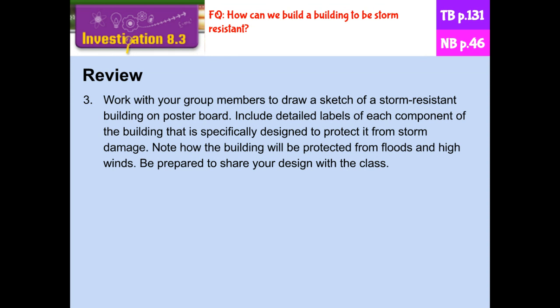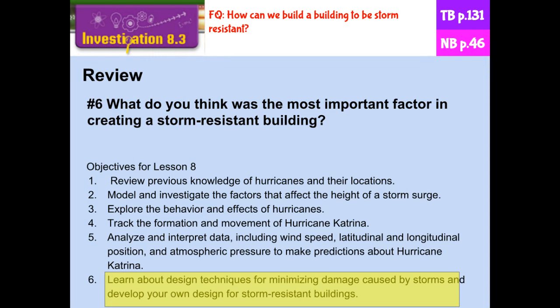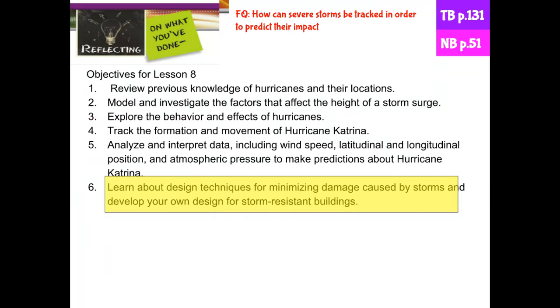Before we start our reflection, we want to review investigation 8.3. You worked with your group to draw a sketch of a storm-resistant building. Now we're going to be talking about that and sharing that design within our class. And then on our objective page, we're going to be looking at number 6 and answering the question, what do you think was the most important factor in creating a storm-resistant building? So we'll be including that on our objective page.